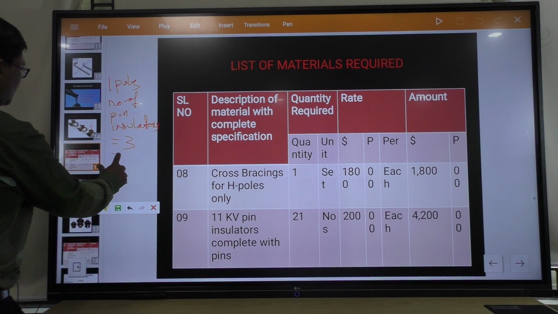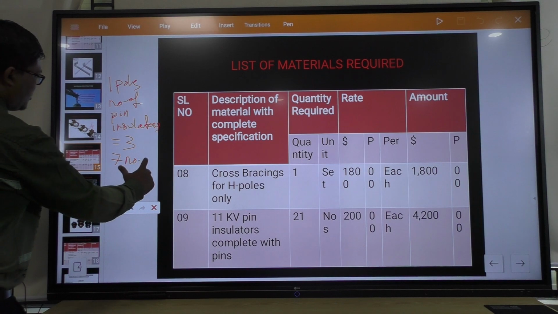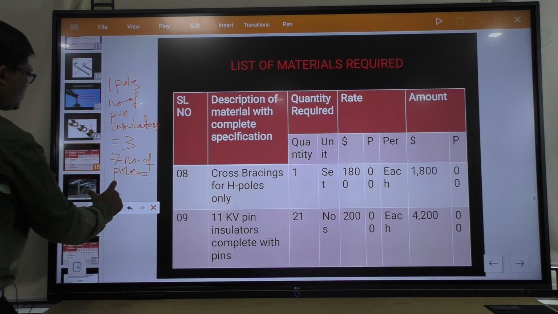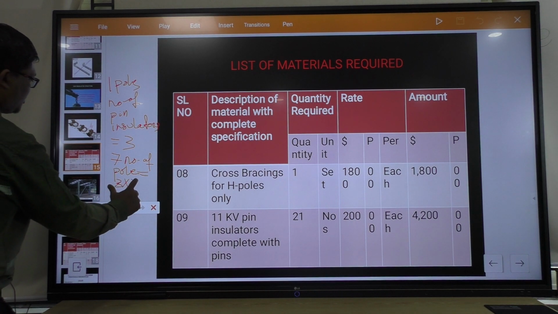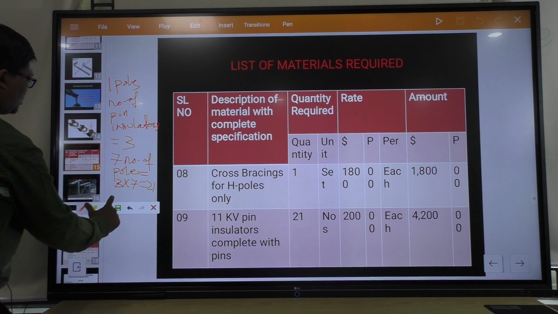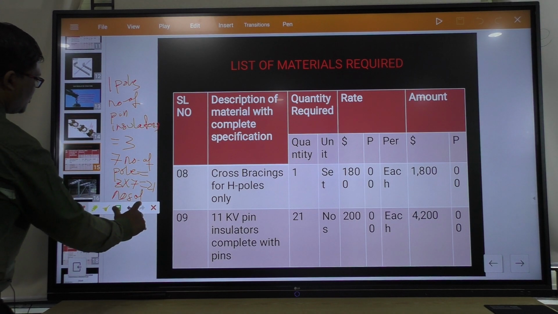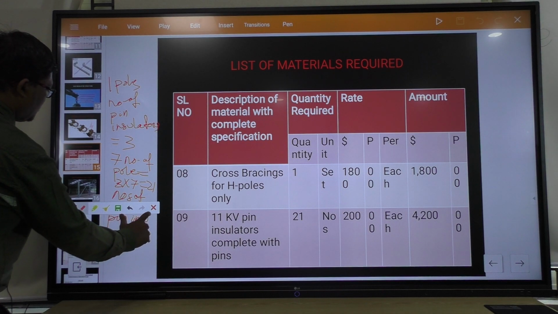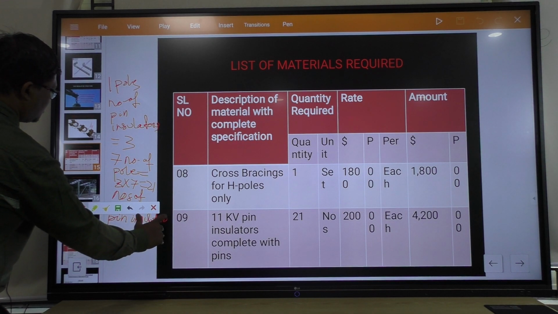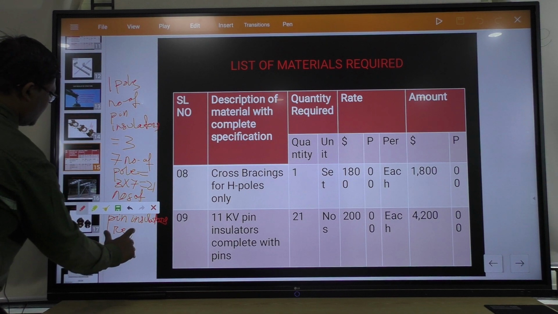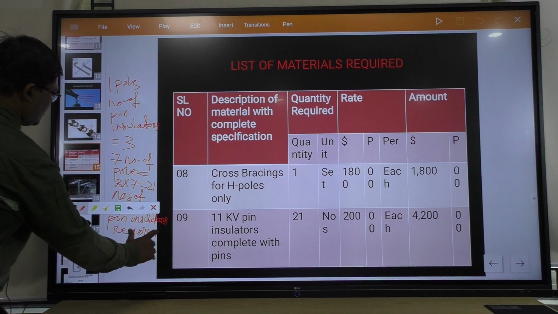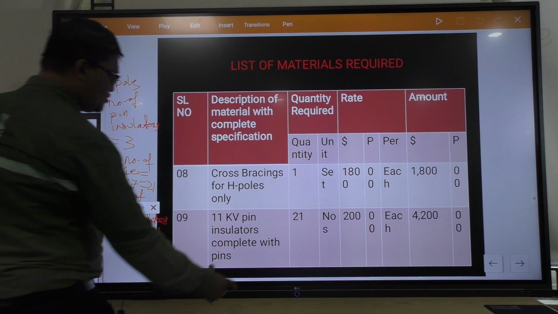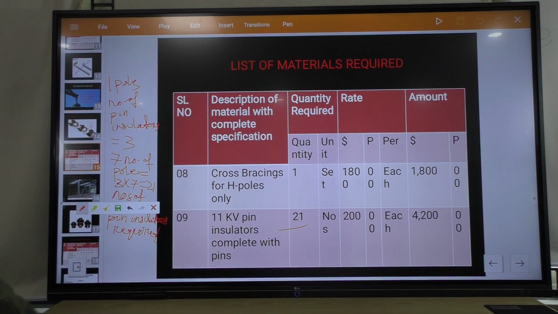So for 7 number of poles, the number of pin insulators required is 3 into 7, that is equal to 21 numbers of pin insulators required.